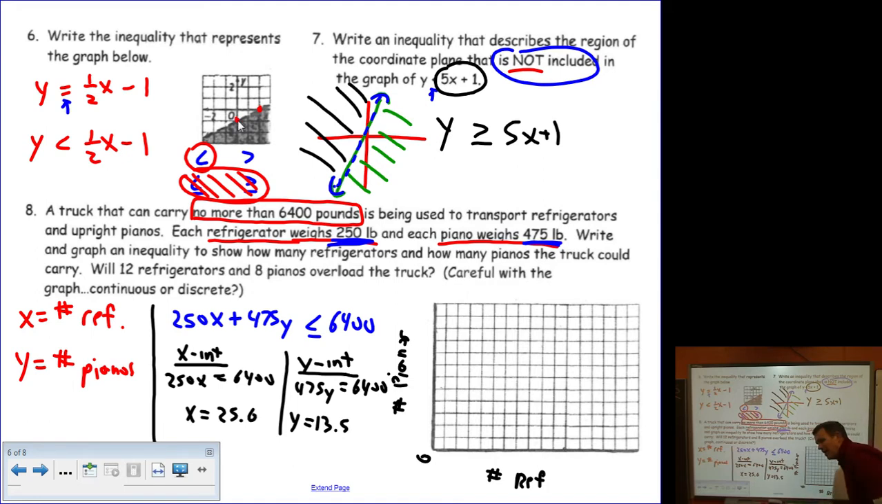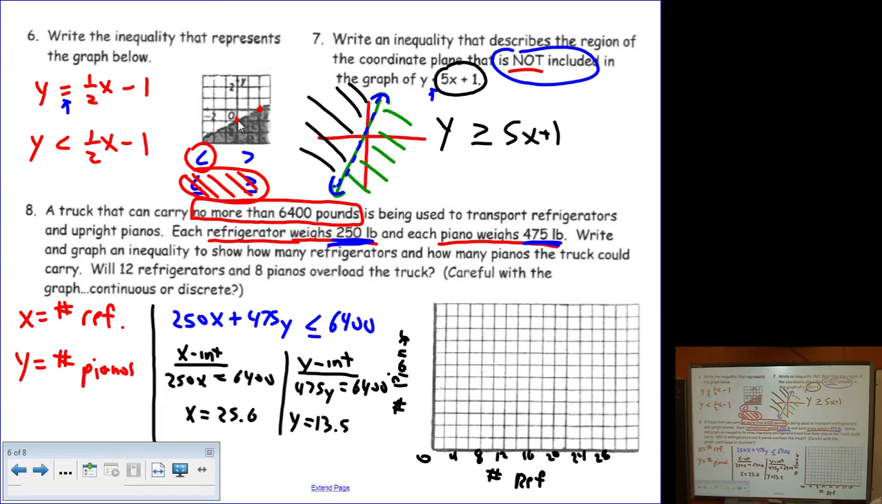So I can't go by ones, because if I go by ones, I will not get to 25.6. I could go by twos, right? 1, 2, 3, 4, 5, 6, 7, 8, 9, 10, 11, 12, 13, 14. Why don't I go by twos? I know I didn't do that on the answer key. So this would be 4, 8, 12, 16, 20, 24, 28, and that's enough.